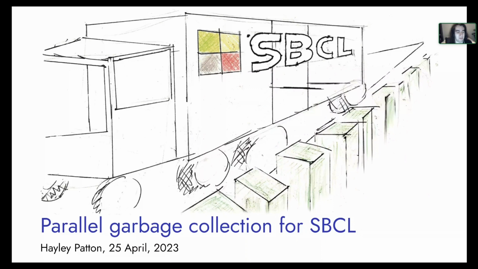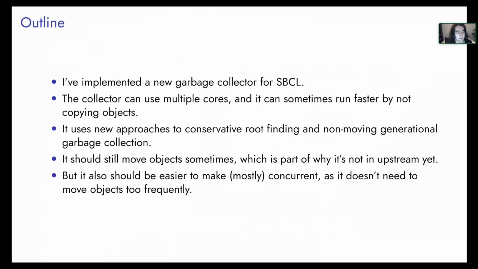This is a presentation on the paper I've written called Parallel Garbage Collection for Steel Bank Common Lisp. As the name might suggest, I have implemented a new garbage collector for SBCL. This collector can use multiple cores, and it can sometimes run faster by not copying the objects regardless of parallelism. It uses new approaches to doing conservative root finding and non-moving generational garbage collection, which I'll get into in a bit.